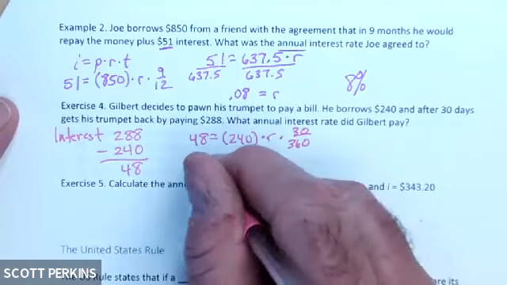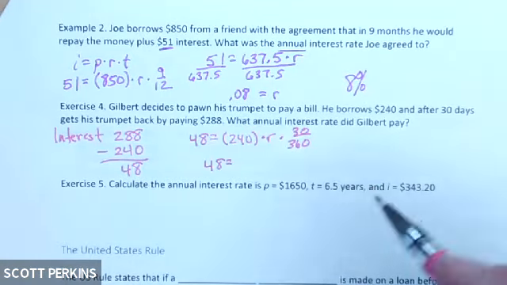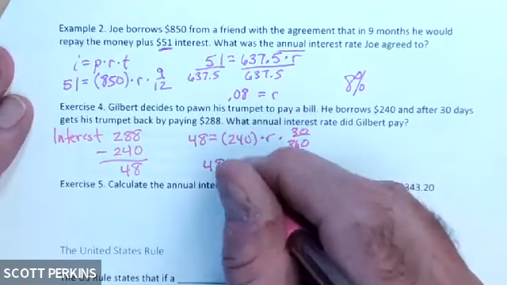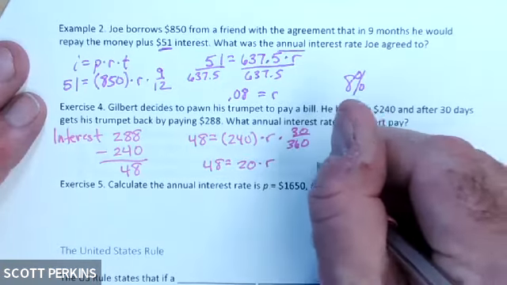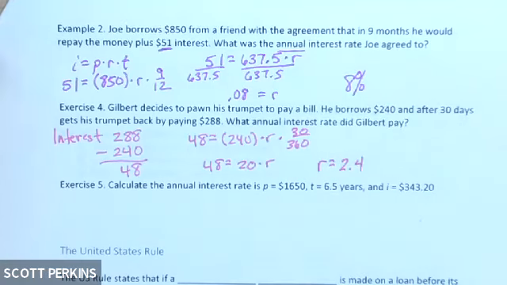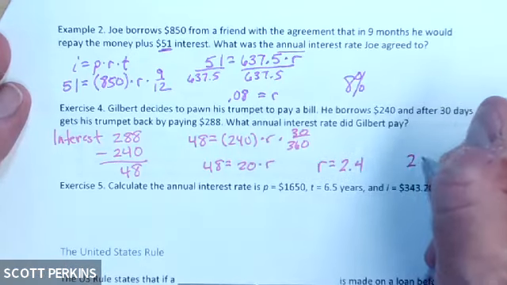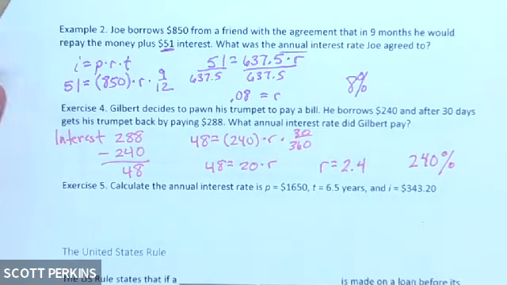I'm going to simplify the numbers on the right. I've got 240 times R times 1 over 12. I believe that's going to be 20 times R, but if I've done my arithmetic wrong, please feel free to let me know. When I divide both sides by 20, 48 divided by 20 turns out to be 2.4. So the interest rate is 2.4. That's not a percent, that is a decimal. To make that into a percent, I've got to move my decimal 2 places to the right. So Gilbert, as you would at a pawn shop, is not getting the best interest rate.